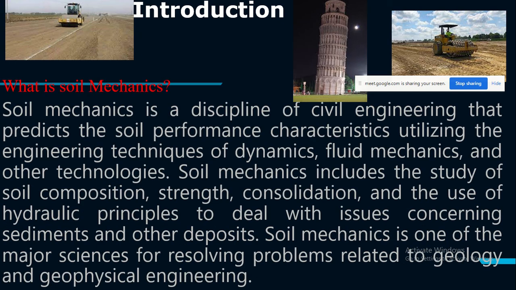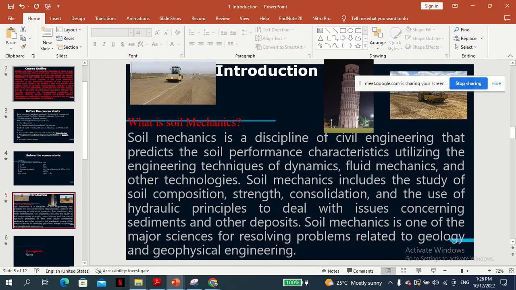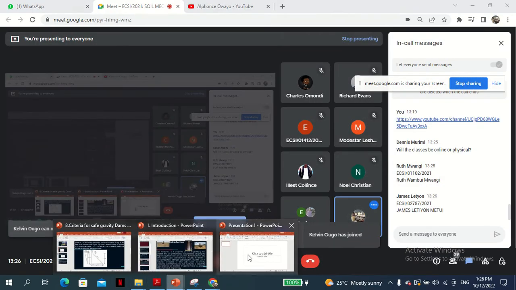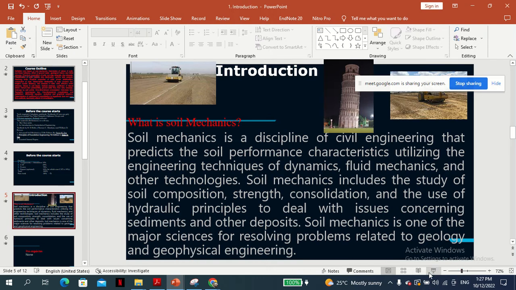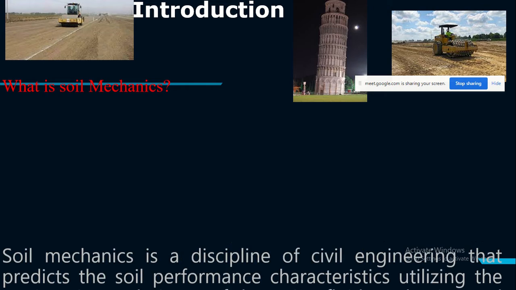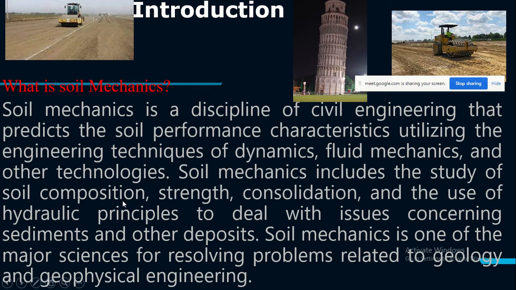Soil mechanics is basically a branch of civil engineering that predicts the soil performance based on, of course, utilizing characteristics of soil, utilizing the engineering techniques of dynamics, fluid mechanics.